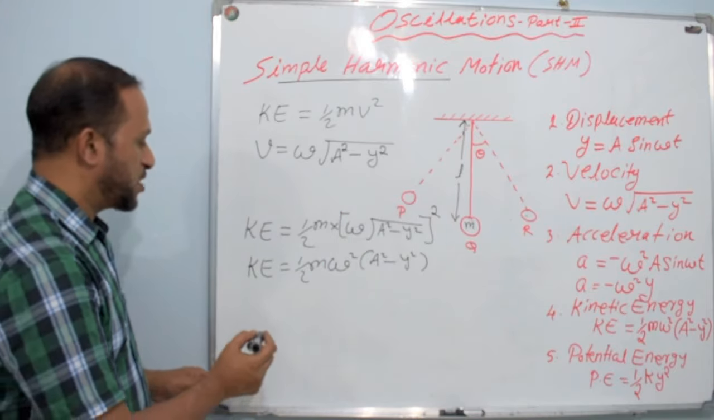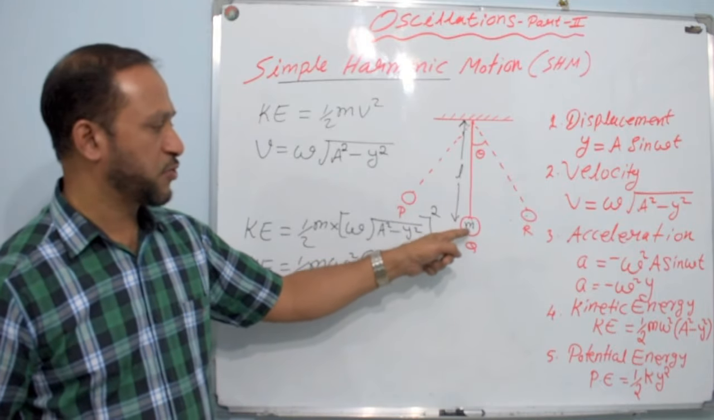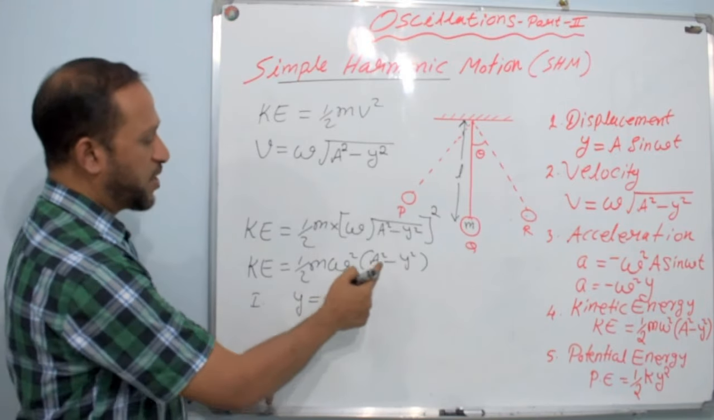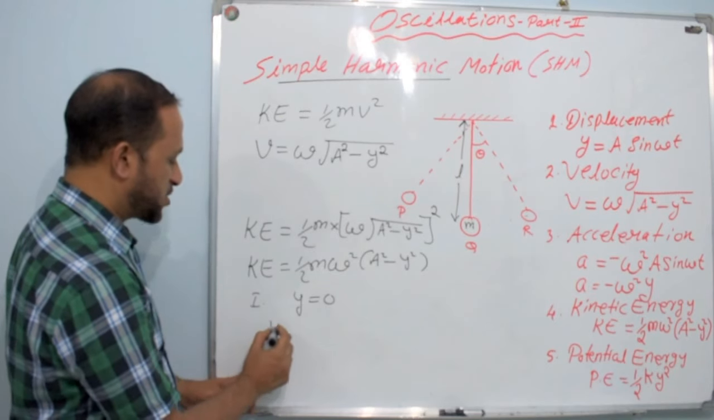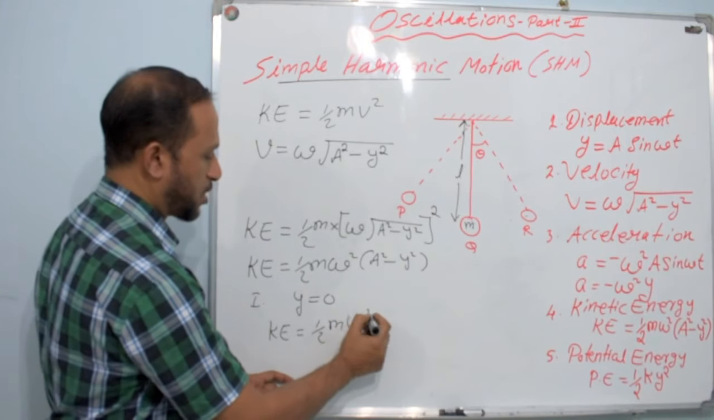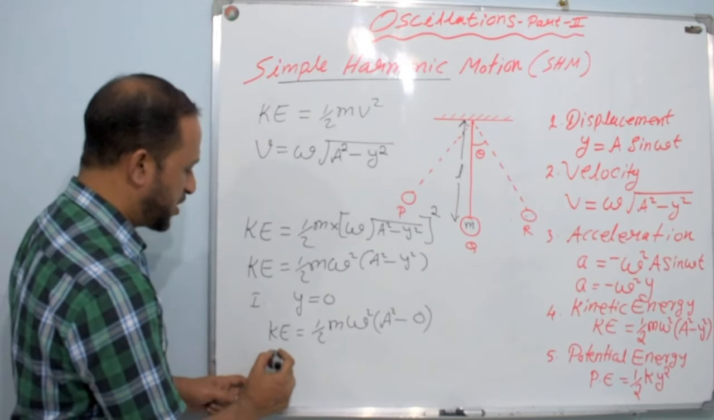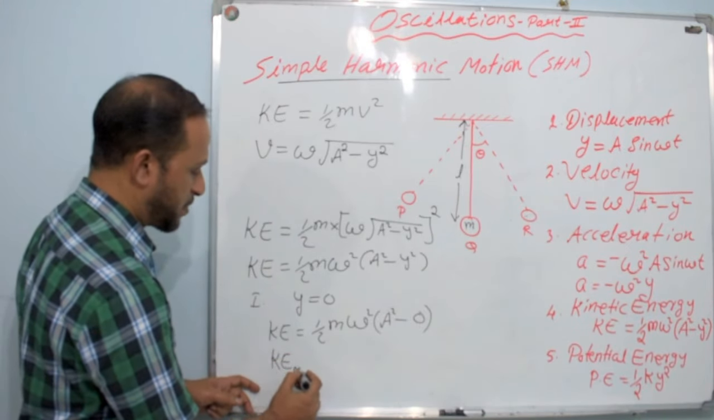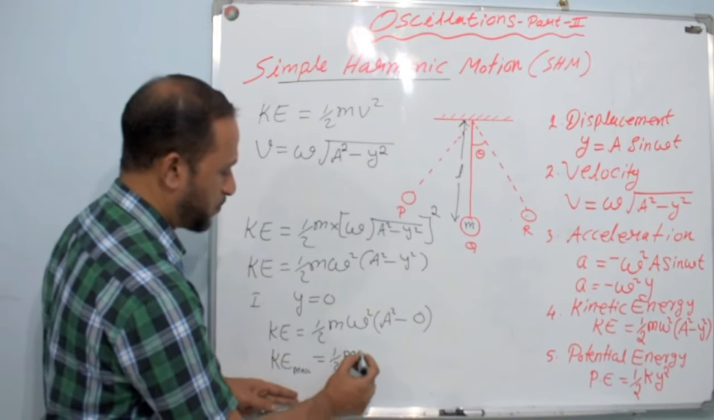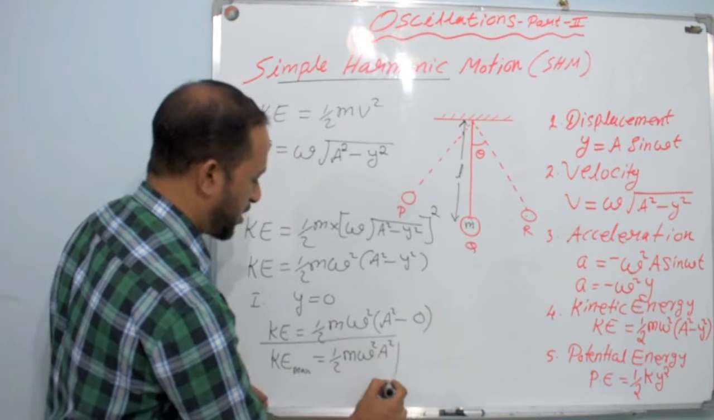And here also, when we apply the conditions, suppose in the first case we take the mean position at this point Q, the equilibrium point, where y is equal to 0. When we apply y equal to 0, we get the kinetic energy equation KE is equal to half m into omega square into a square minus 0. This is the maximum kinetic energy, KE max, that is equal to half m into omega square into a square.